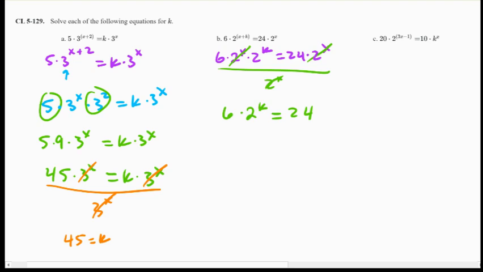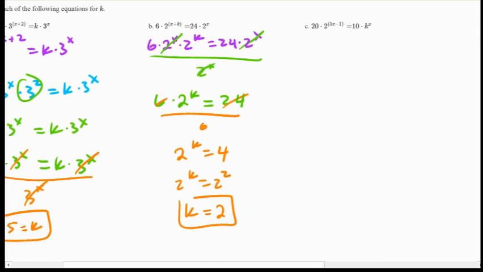And then from there, I'm going to divide both sides by 6. And that will give me 2 to the power of k equals 4. And then I know, change of base, 2 to the power of k equals 2 to the power of 2. And so I know k is equal to 2 for the second one.